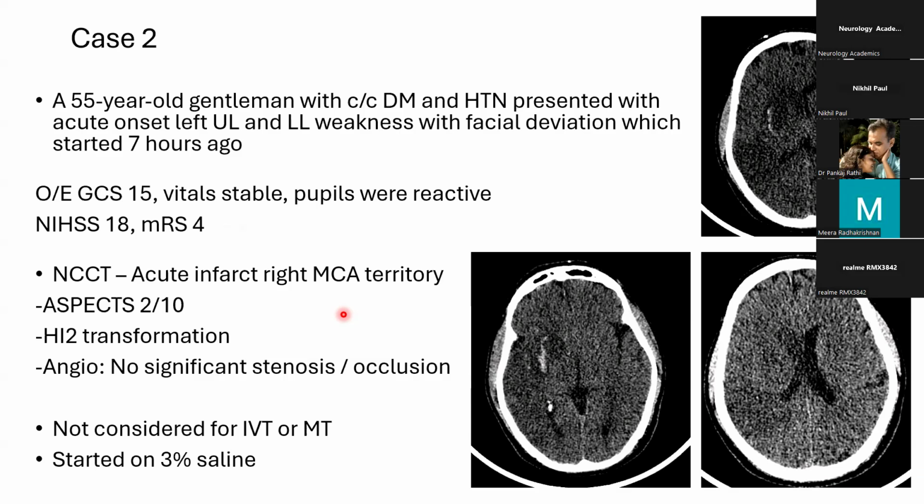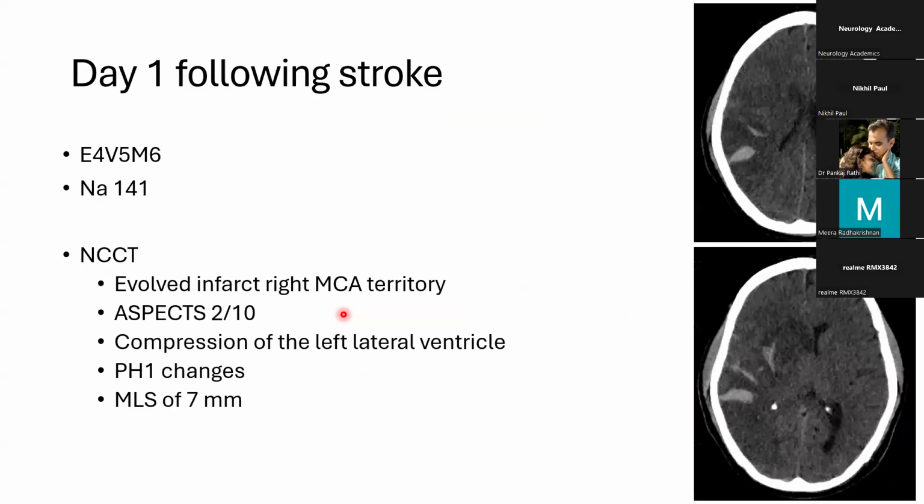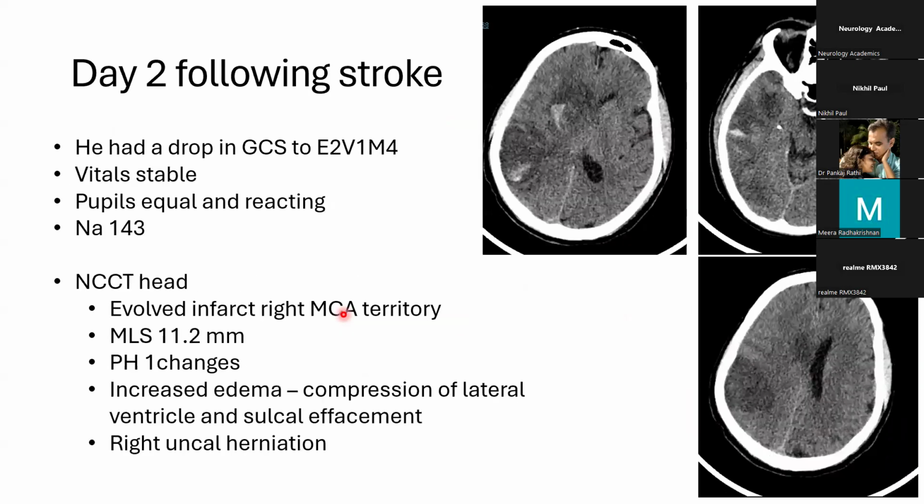A 55-year-old with acute left hemiparesis had an ASPECTS of 2 with hemorrhagic transformation, presented after 7 hours of onset. So he was started on 3% saline infusion. On day 1, the GCS was full, with a sodium of 141. Again, he had an ASPECTS of 2 with PH1 changes and a midline shift of 7 mm. On day 2, he had a significant drop in GCS to E1, E2, E1, M4. There was an MLS of 11.2 mm with PH1 changes. There was compression of the lateral ventricles and sulcal effacement with right uncal herniation.